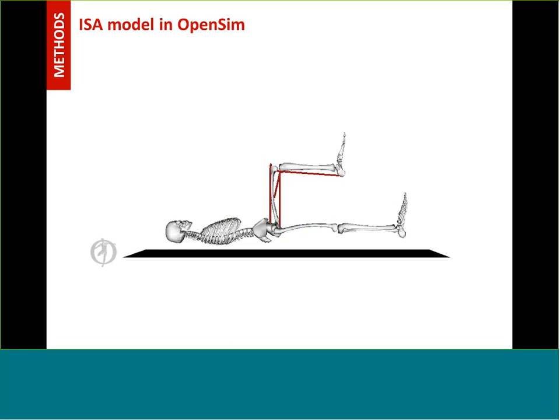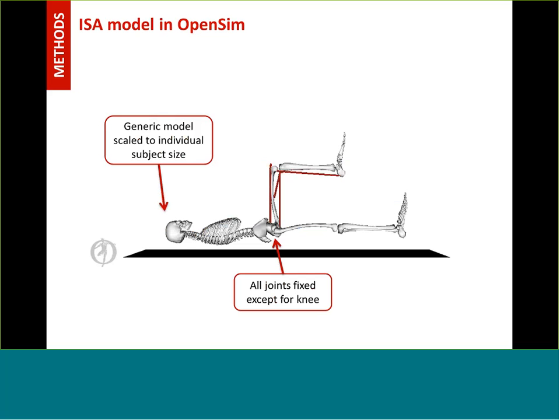So we wanted to create simulations of these instrumented spasticity assessments to see if we could create valid models for both contracture and spasticity. We started with the generic OpenSim model, the Gait 2392 model, and we scaled it down to individual subject size using height, leg length, and tibia length. We then fixed all the joints except for the knee, which was moved during the ISA test.